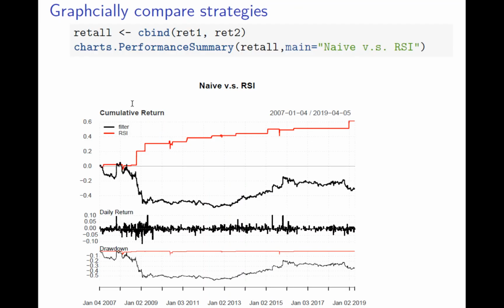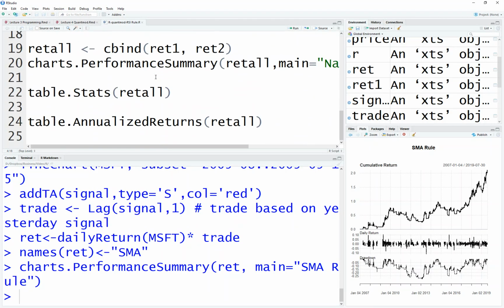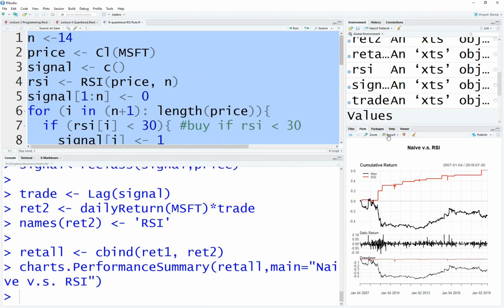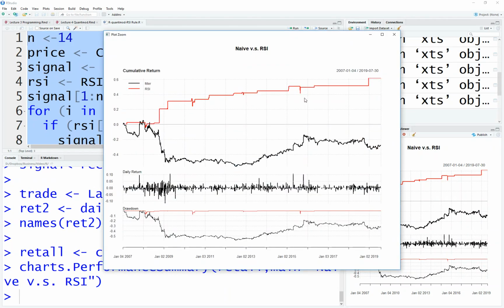And now we can combine the simple filter rule and the RSI rule. This is what we see, and RSI does much better than the filter rule. So let's see the code here. The code is exactly the same as what we have shown. So let's see it more clearly here. The red one is RSI, the black one is the filter rule, and you can see the drawdown is very minimal for RSI, so it's pretty good. It's even better than the moving average.